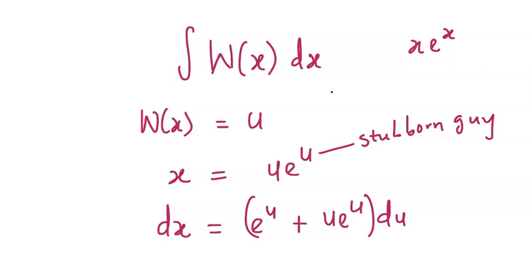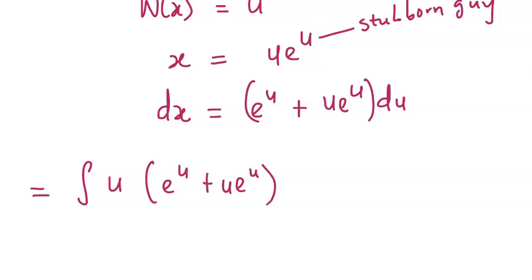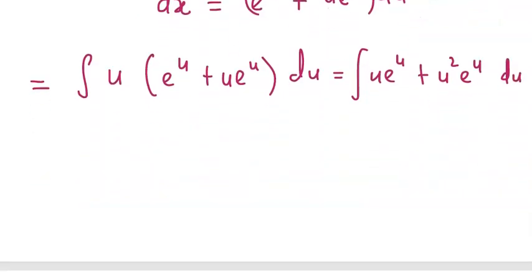Do you get that? Okay, now our integral of W of x is going to be equal to, in terms of u, the integral of W of x is u, remember? Then our dx is equal to e to the power of u plus u times e to the power of u, and then we have our du. Then we split, we get the integral of u times e to the power of u plus u times e to the power of u will give us u squared times e to the power of u, and then we have our du, right? Okay, now we have two different indefinite integrals.